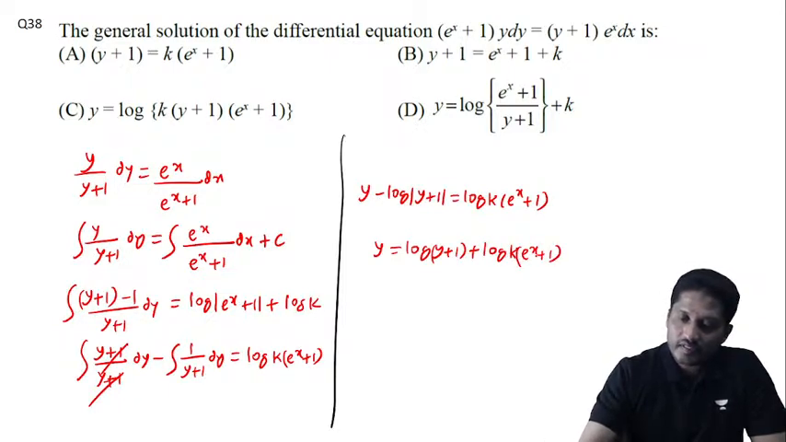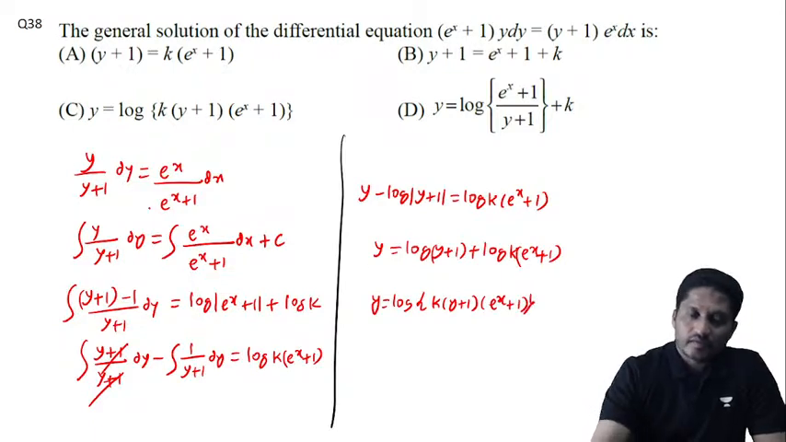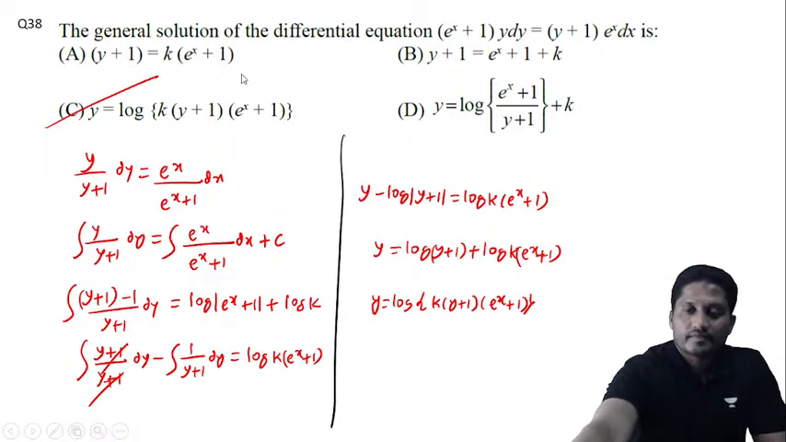Log m plus log n is again log m into n. You will get y is equal to log of K into y plus 1 into e power x plus 1. Right, answer is option C.